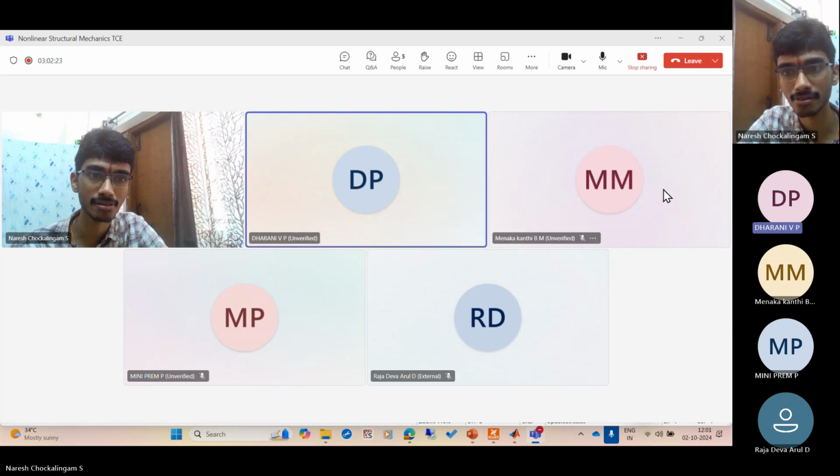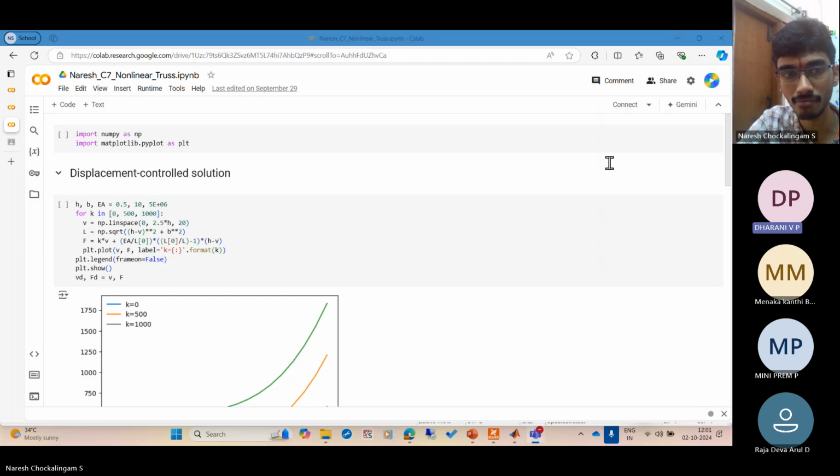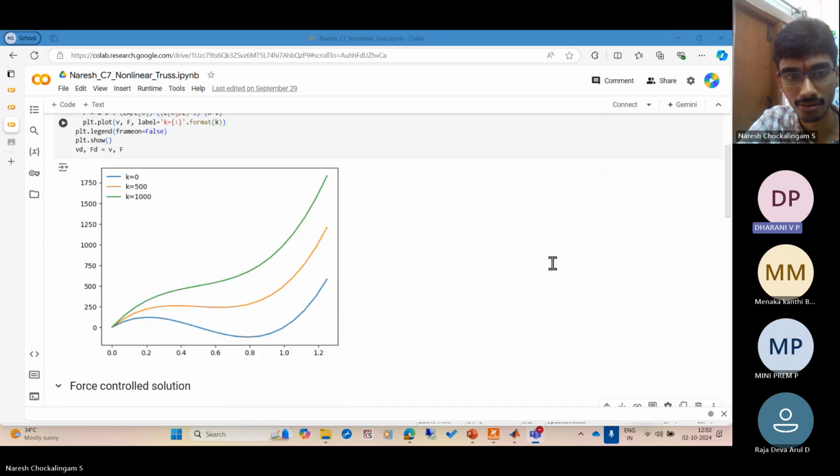Yes, sir. In college, we learned only up to trusses. Here, we learned frames. It was interesting, sir. And here, how we got the frame stiffness matrix by integration, that was like magic.